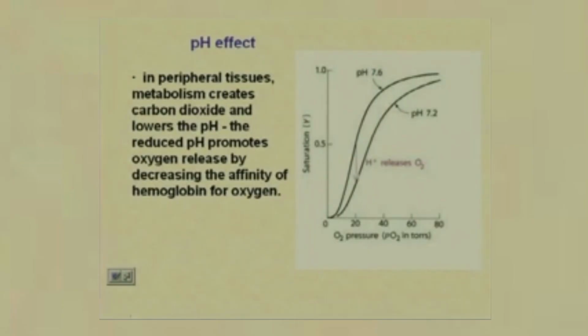Okay? So, in the tissues, you are going to have the metabolism that is going to create carbon dioxide, lower the pH. Reduced pH is going to promote oxygen release, because the affinity for the oxygen of hemoglobin is less. The saturation is less at a lower pH. If the saturation is less at a lower pH, it means oxygen is going to be lost. And that is exactly what you wanted to do. You wanted to supply the oxygen at the tissue level so that you can have the oxygen released. Okay? So, this is exactly what happens.